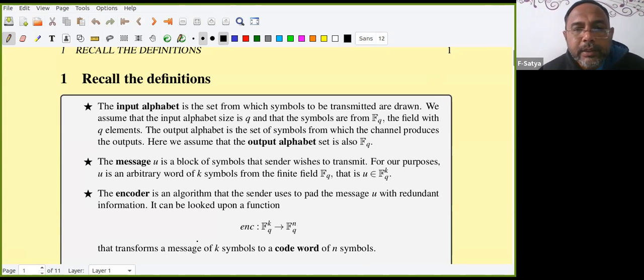Input alphabet is the set from which the symbols transmitted are drawn, right? We assume that the input alphabet size is q, whether it is finite or whatever, just some number. And the symbols generally we take from F_q, the field with q elements. The output alphabet is the set of symbols from which the channel produces the outputs. We assume that the output alphabet is also F_q. So in this course, that is the thing.